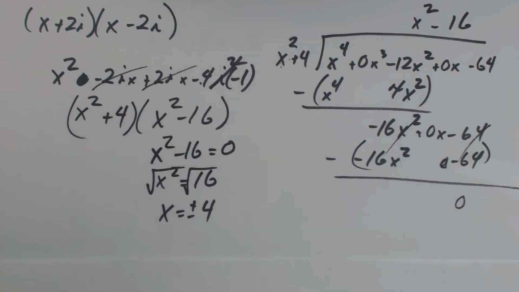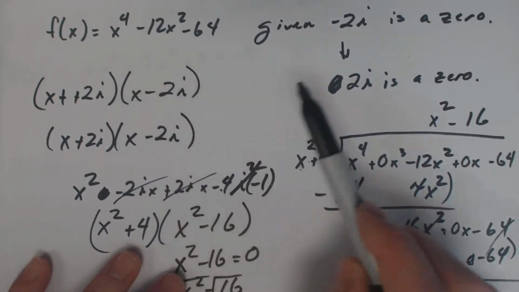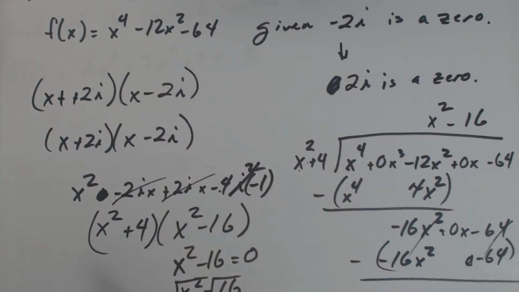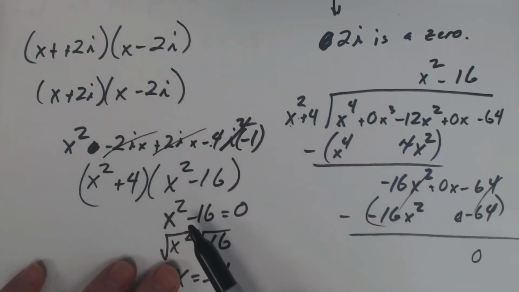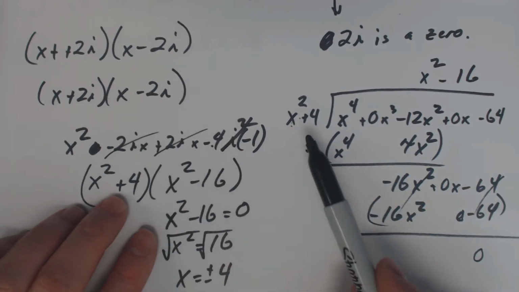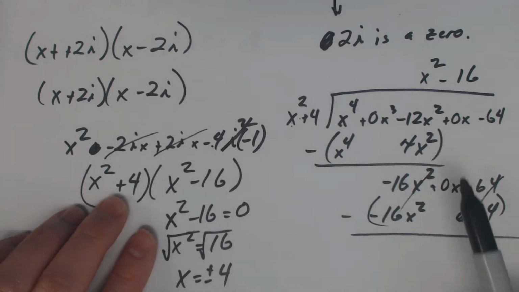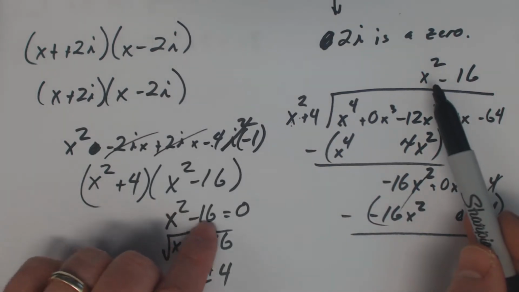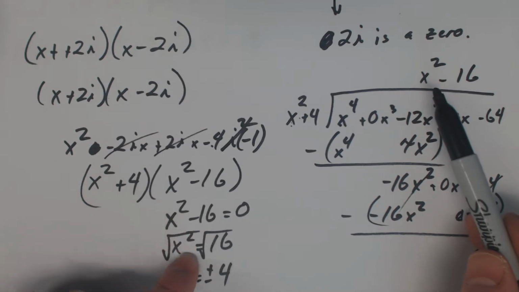That's the long way of doing the question. You can do synthetic division with the i's if you want to do that, if you're good with that. Most people aren't. So you multiply these two guys together to get this, use long division to get this, divide it out to get that, then you set that equal to 0.